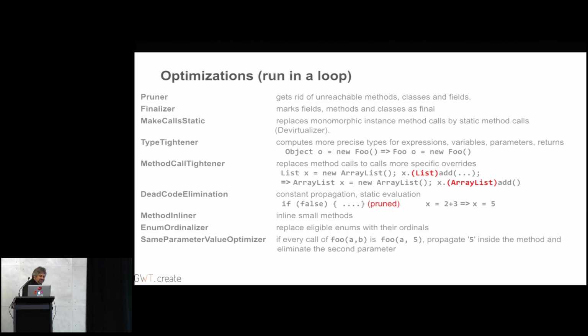And the last one, we call it the same parameter value optimizer. Basically, it's a very limited form of specialization. If all the calls you find in the code, because you see the whole program, have some parameter value that's a constant and it's always the same, we specialize the method for that constant. So we propagate the value inside the method, and we remove the parameter. I don't know how effective that one is. It seems it's effective if you have that kind of pattern.